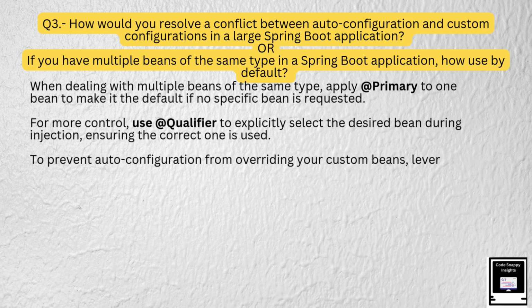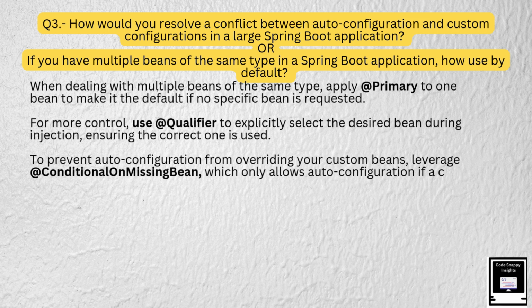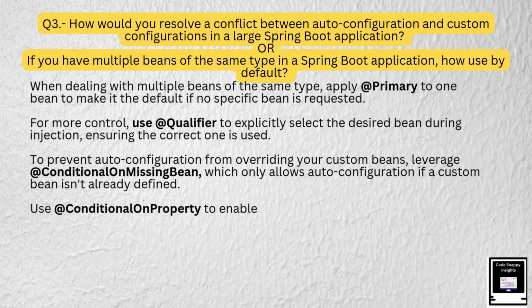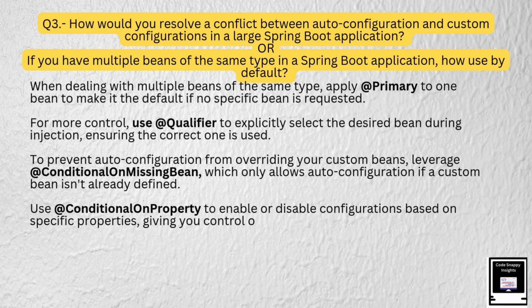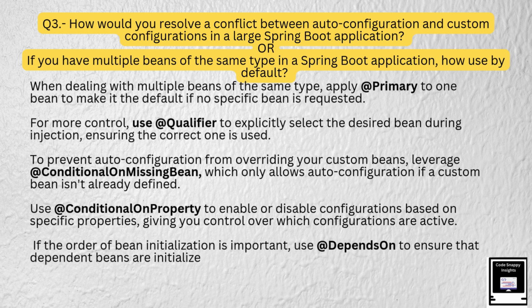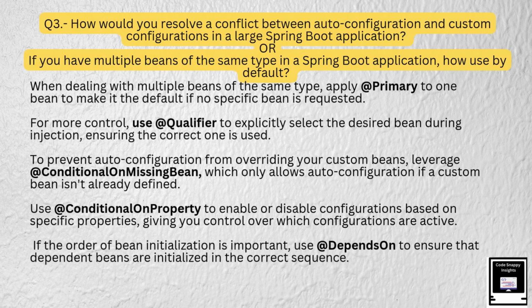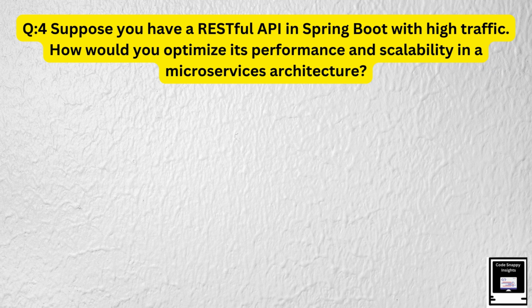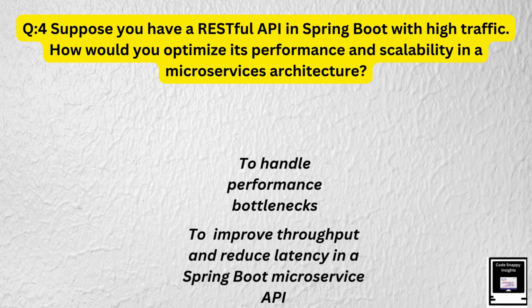To prevent auto-configuration from overriding your custom bean, leverage @ConditionalOnMissingBean, which only allows auto-configuration if the custom bean isn't already defined. Use @ConditionalOnProperty to enable or disable configuration based on specific properties, giving you more control over which configuration is active. If the order of bean initialization is important, use @DependsOn to ensure that dependent beans are initialized in the correct sequence.